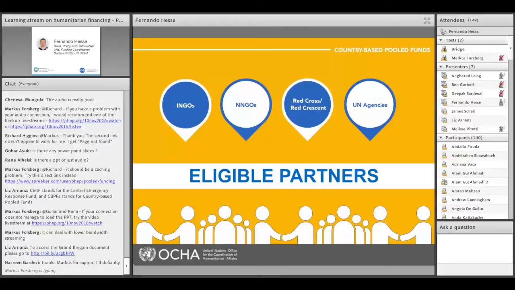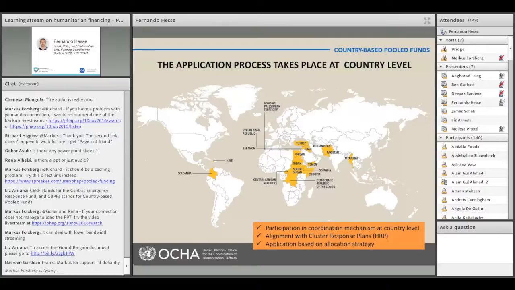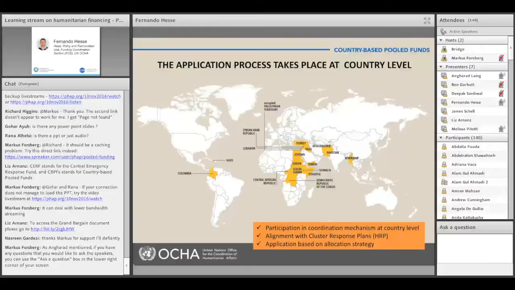So these active country-based pooled funds are the mechanisms used to receive contributions from multiple financial partners and allocate such resources to multiple implementing entities to support specific priorities, as mentioned before, aligned with the humanitarian program cycle. In protracted crises, CBPFs can also tackle interventions with a resilience approach, so long as these have been prioritized at the country level. So potential eligible partners can become CBPF implementing partners in the countries where CBPFs are in place, which you can see in this slide.